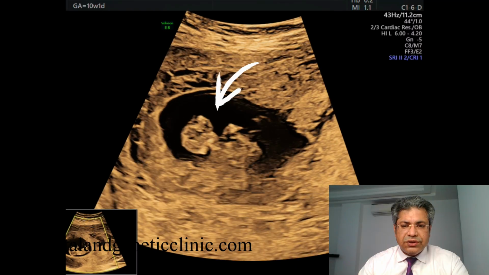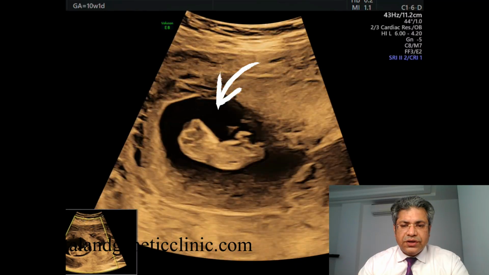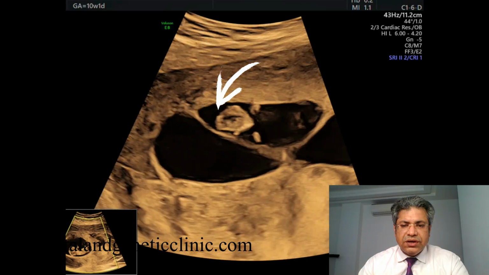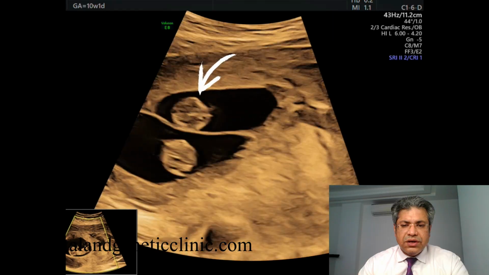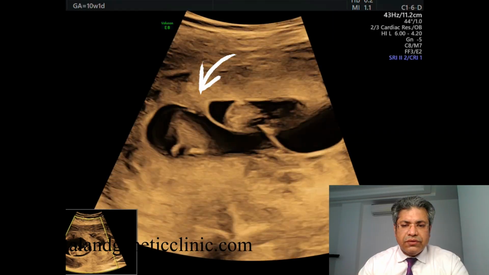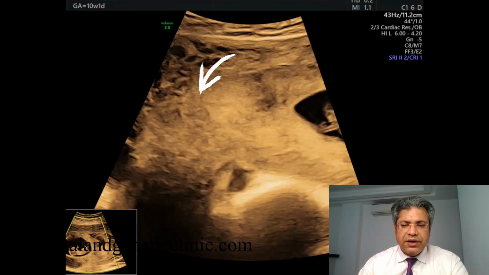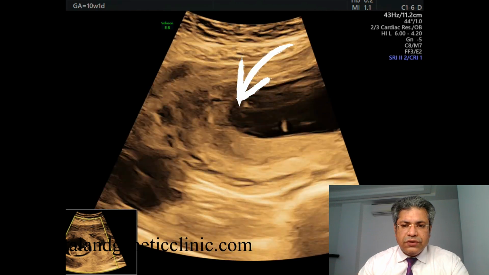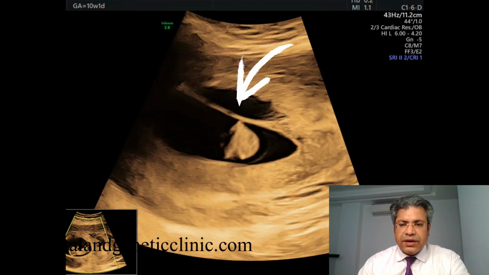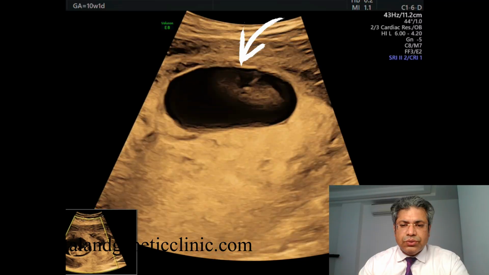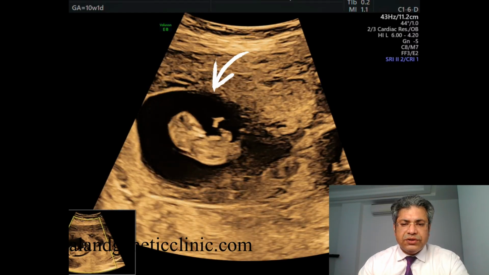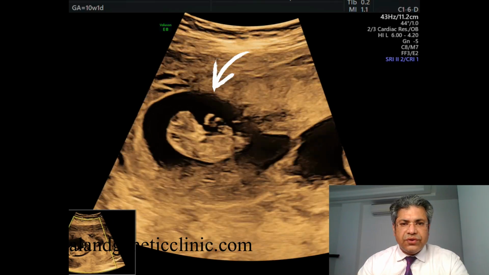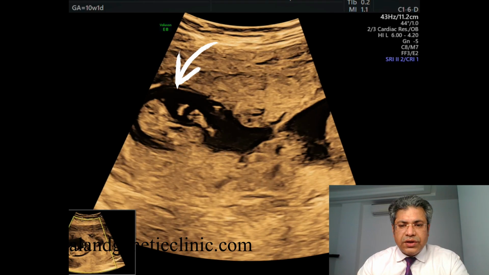So this is the third fetus, and then we see the second one lying above it, and then this is the fourth one. Fourth, third, second, and then in the last we get to the first one. There lies the first one. So we are dealing with quadruplets which have different chorionicity.